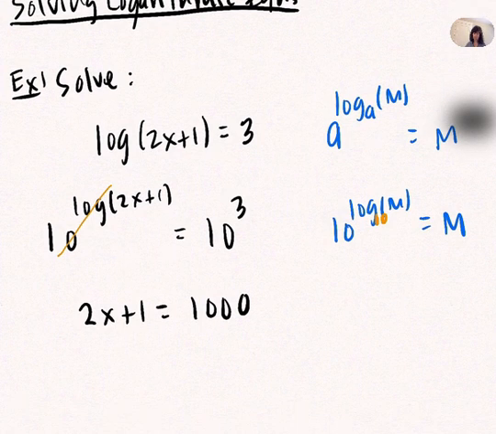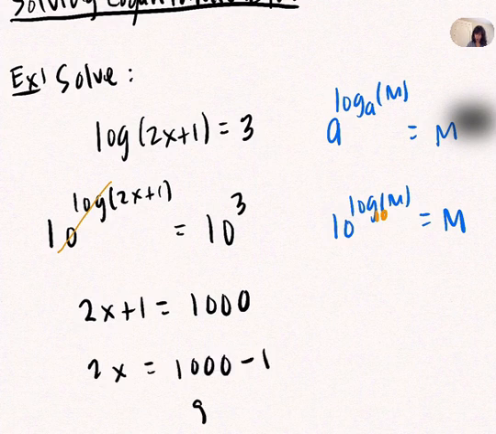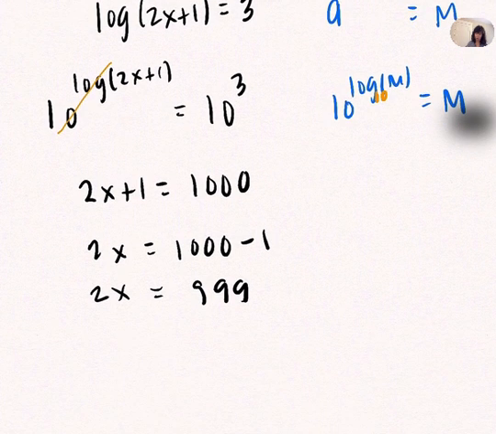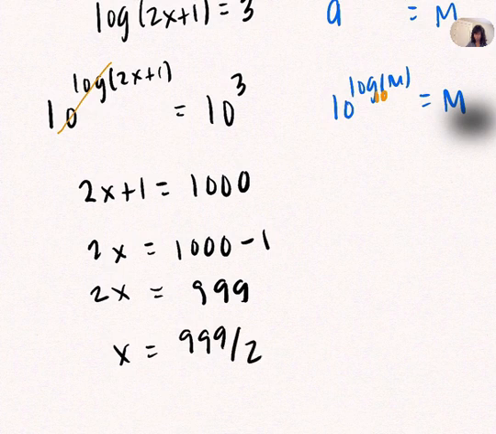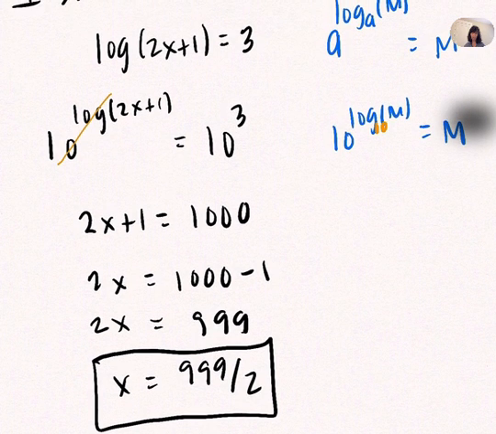From here, we can really easily solve for x. So I can subtract 1 from both sides to get 1,000 minus 1, or 999. And then I can divide by 2 on both sides. So general strategy is whatever type of log you see, this is a log base 10, put whatever the base is as the base of both sides of the two things that are equal.